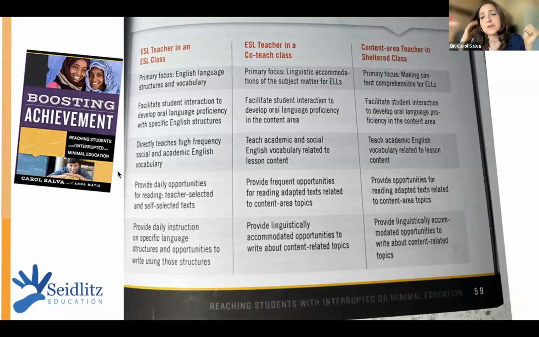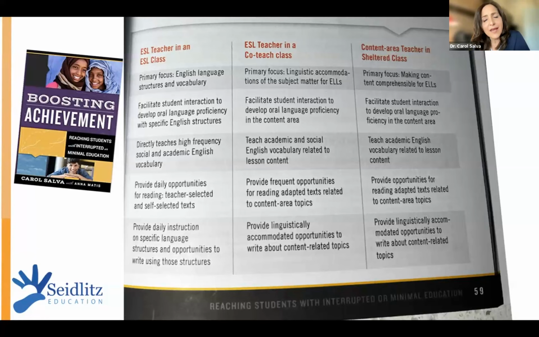So if you do have the book and you have this page, it's where we start talking about when people say, what do I do? Well, what is your role? Because you may be like me, the ESL teacher, and you teach ESL classes. Or maybe you don't have ESL classes, but you have advisory time. Maybe you don't have that, but you have after school. Maybe you have a club.